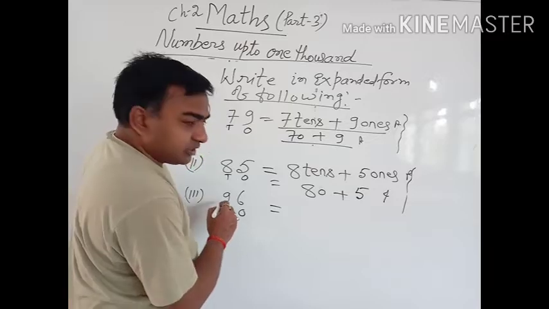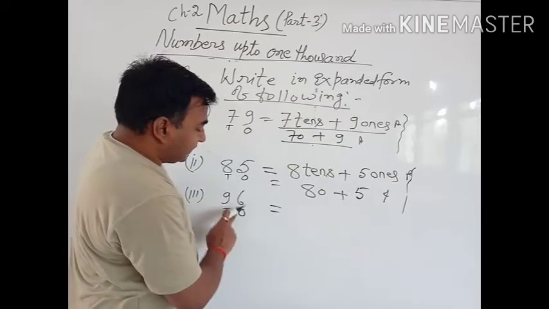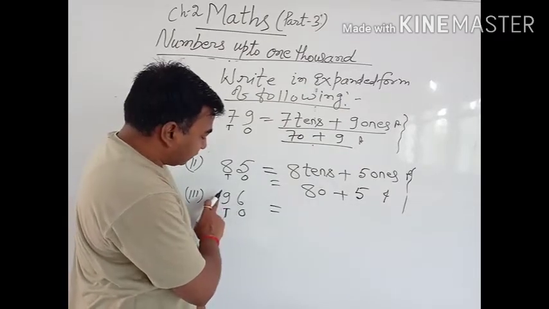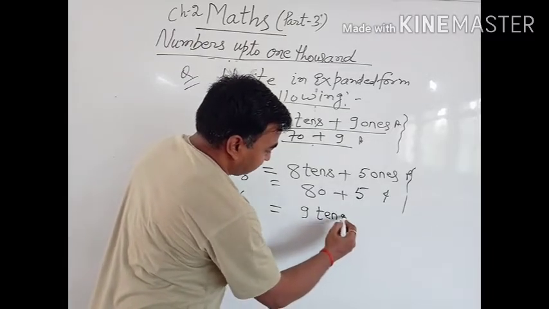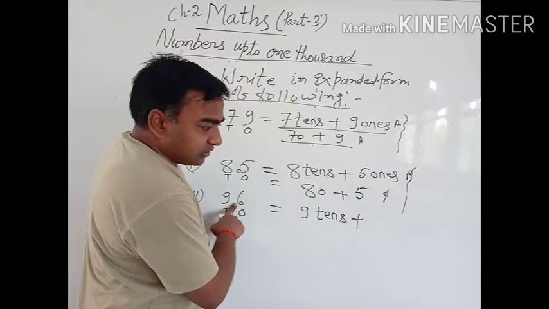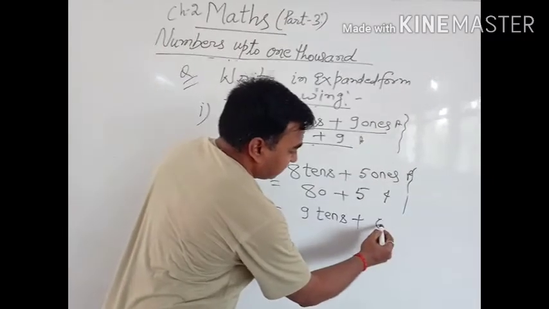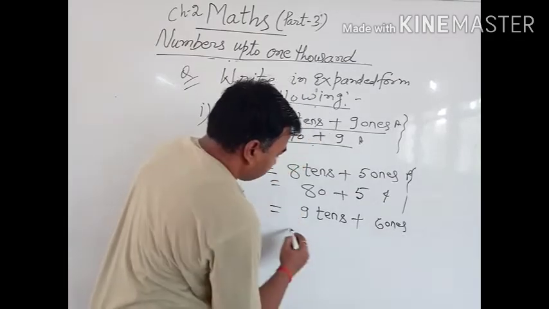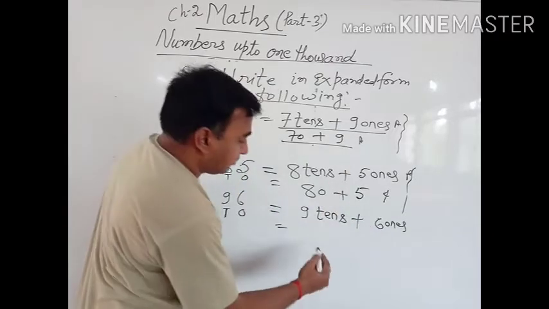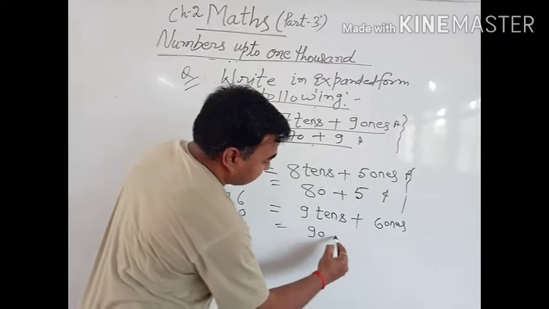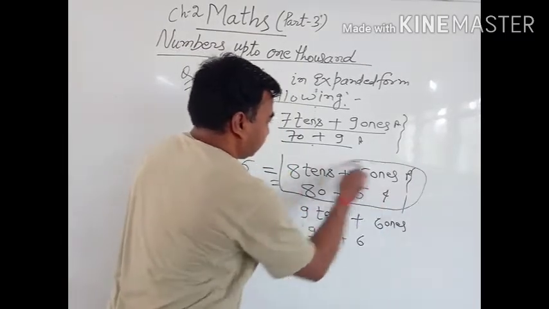Now 96, the third number I have written. Once again we can solve it the same way. 96. What is the place of this 9? We can write 9 tens plus. What is the place of this 6? Ones. 6 ones. Now we can write these 9 tens, 6 ones as numbers. 9 tens are 90. 6 ones are 6. So this is our answer.